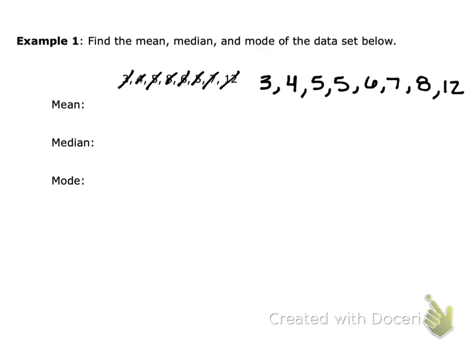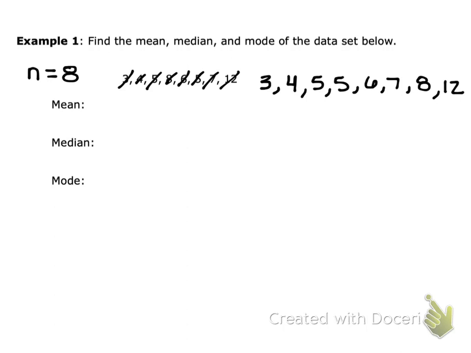Second step, we need to figure out how many numbers we have. So we're just going to count them. This should be 8. Did I count correctly? Okay, good. So that's our n. That's our number of numbers.